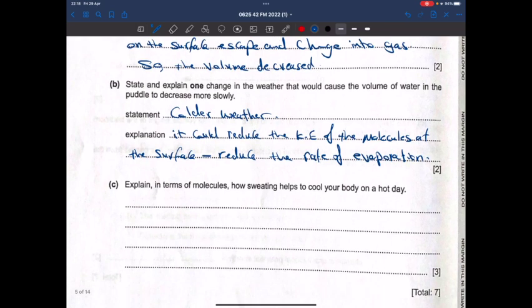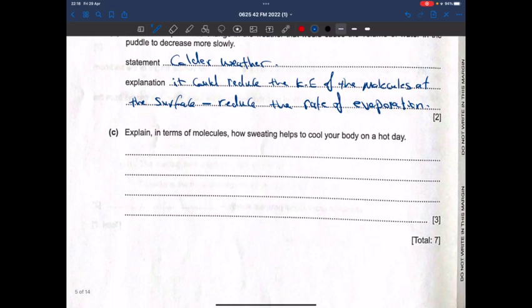That was B. Then C, the last part of the question, explain in terms of molecules how sweating helps to cool your body on a hot day. This question repeated many times in the past few years. We could write that during a hot day, the molecules of water, the sweat, change into gas, evaporate, taking the most energetic molecules away. So the remaining molecules have less energy and also have less temperature.